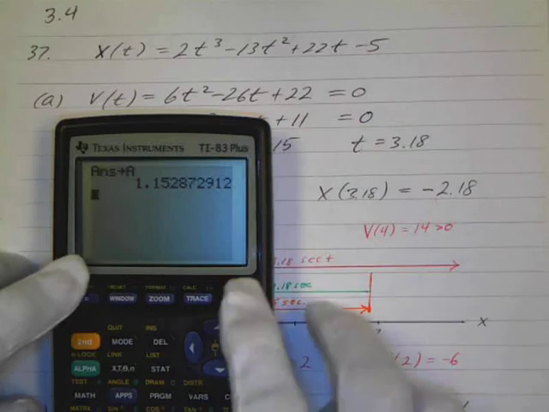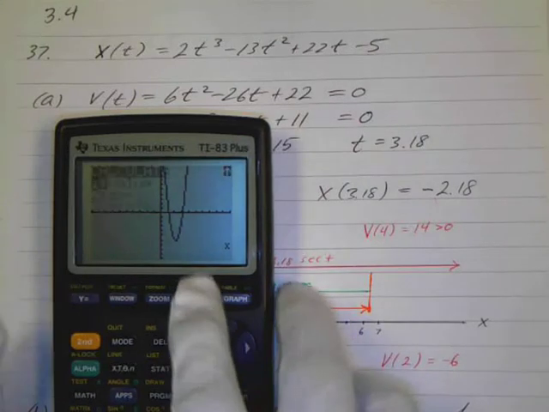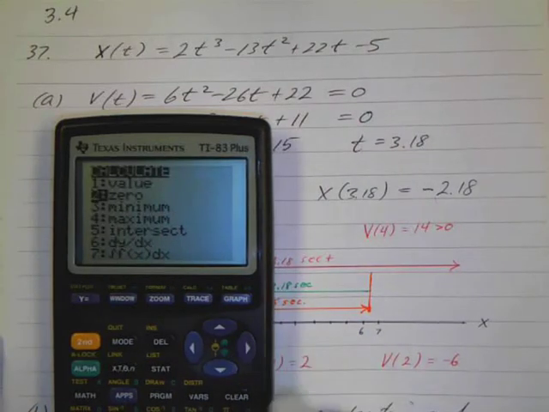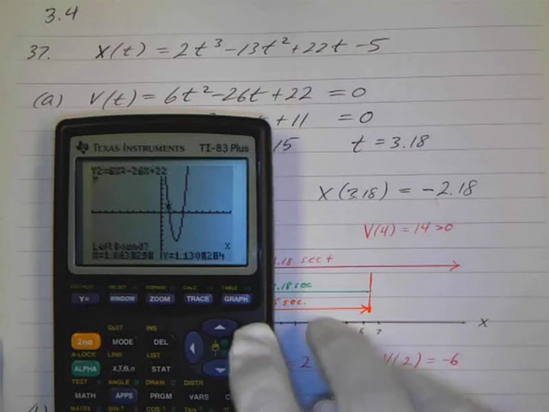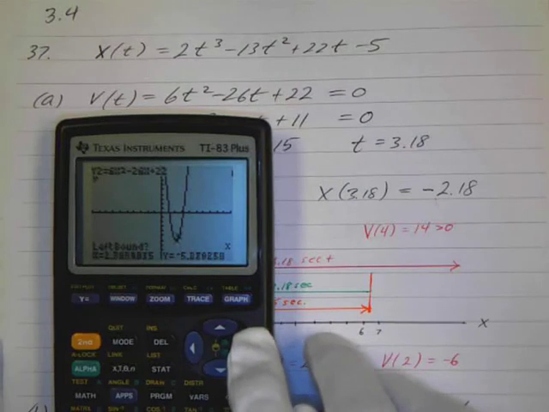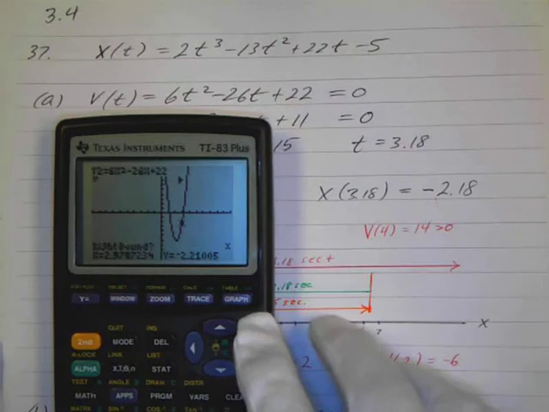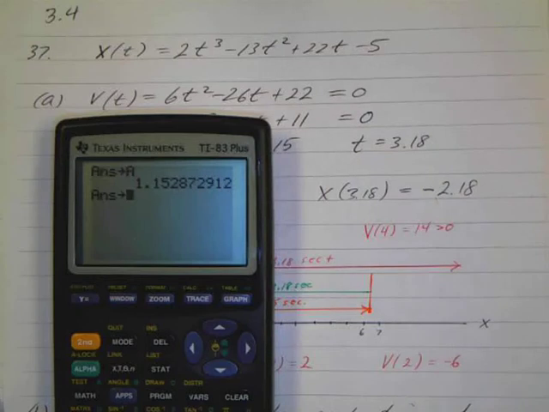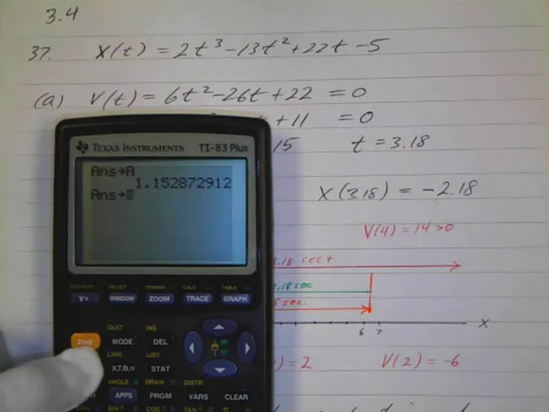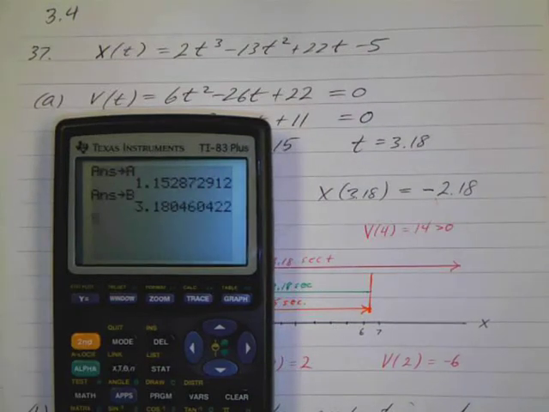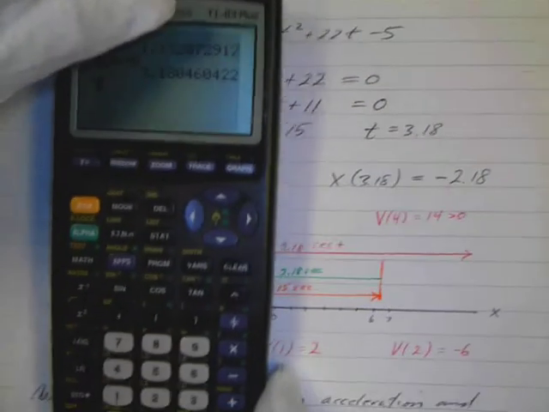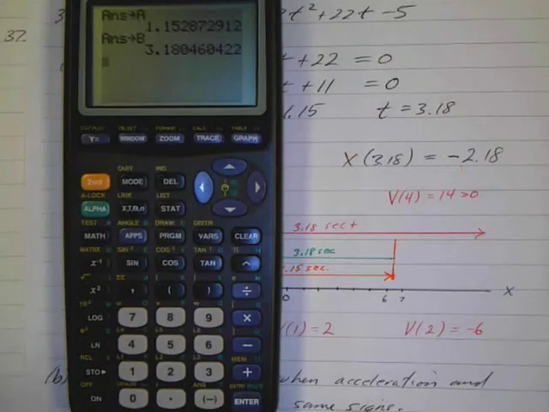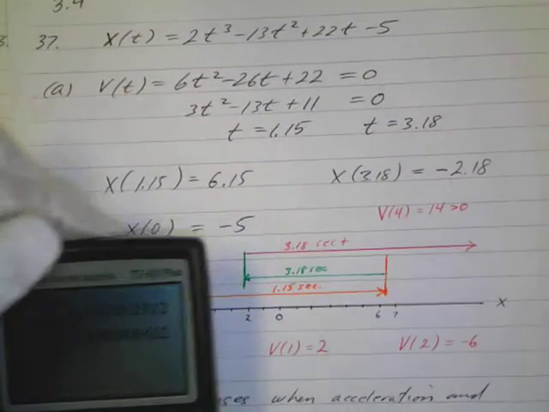Then I go back up here to graph again, and I'll go to second calculate, and then I'll go to 0 again. Enter, and then I'll try to find the other 0. Left bound is right about there, and the right bound is there. Enter. And that's going to be my second 0, and that's 3.18, so I'll store that. Remember store. And then we're going to make that alpha B. Enter. That's where we use the store button down here. Okay? So we got those values in.